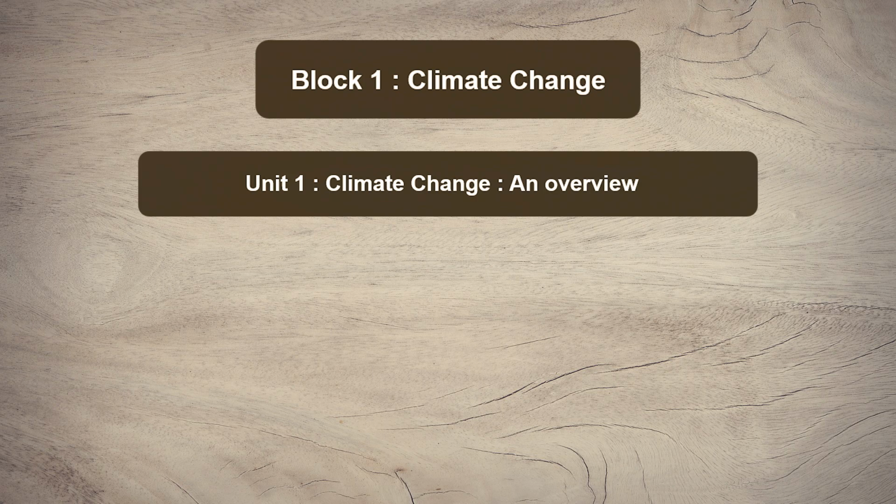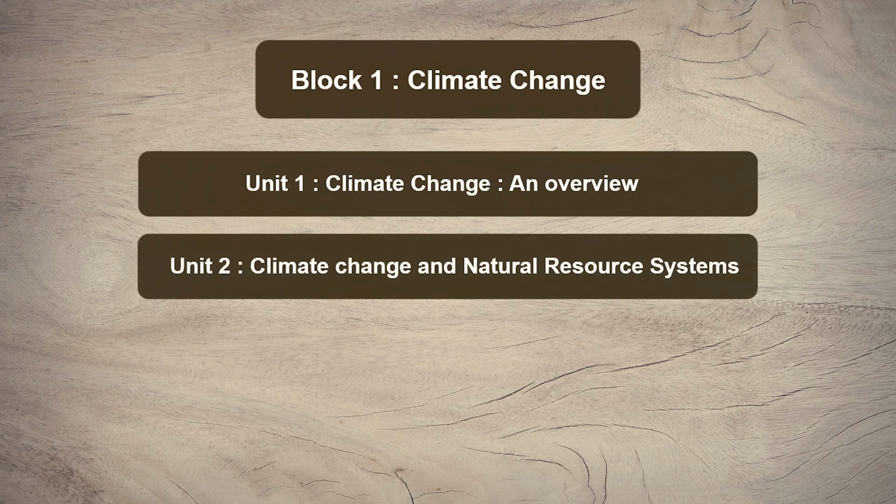Unit 1 will discuss climate change and will provide you an understanding of the science behind climate change. It presents an overview of climate change: why it occurs, how it occurs, and what the forces are which act to reach that stage where increasing temperatures lead to climate change phenomena. Then Unit 2 discusses climate change and its impact on natural resources.